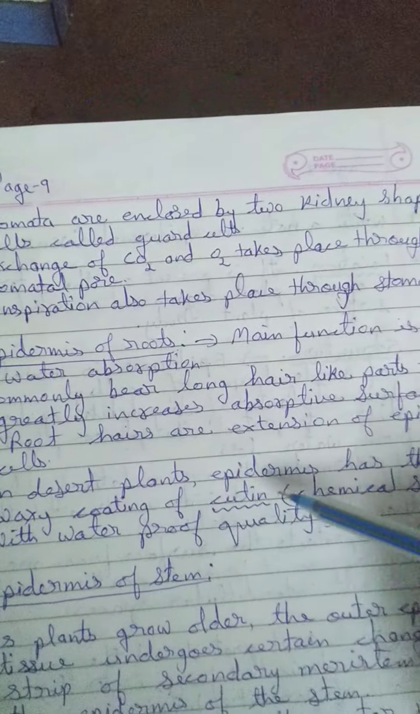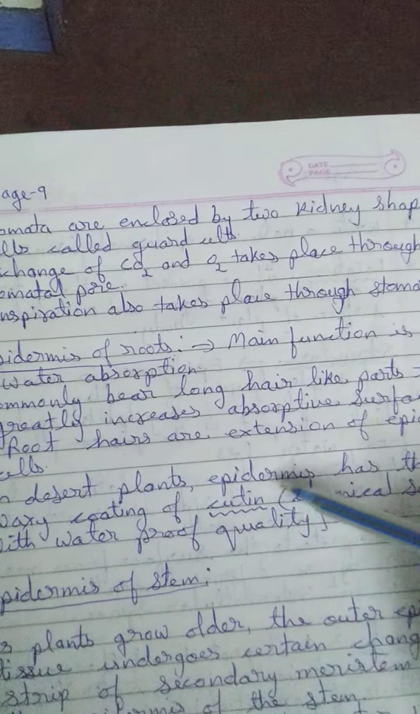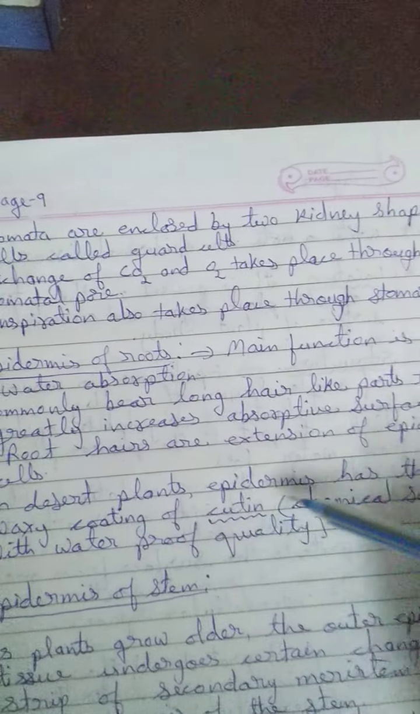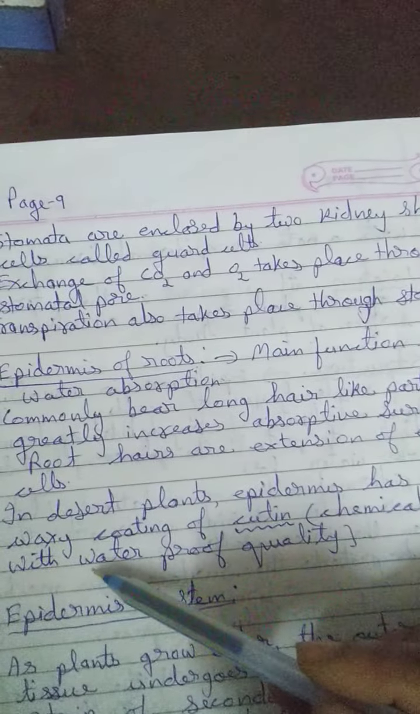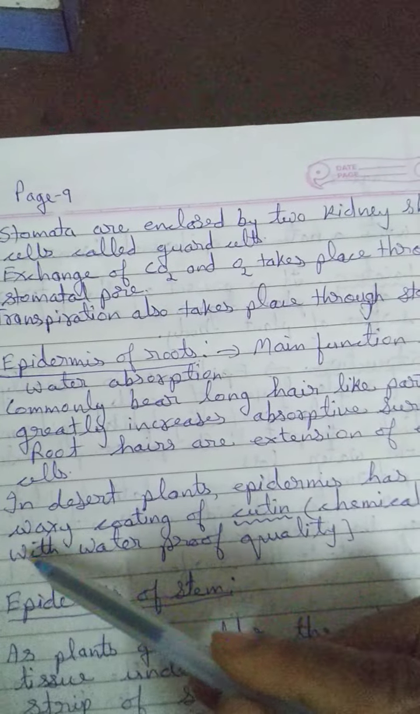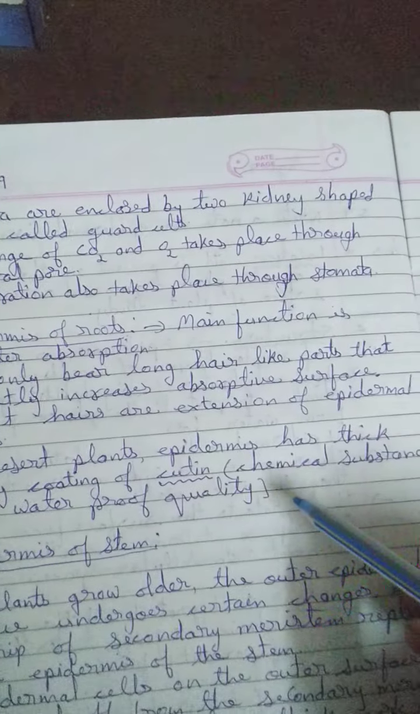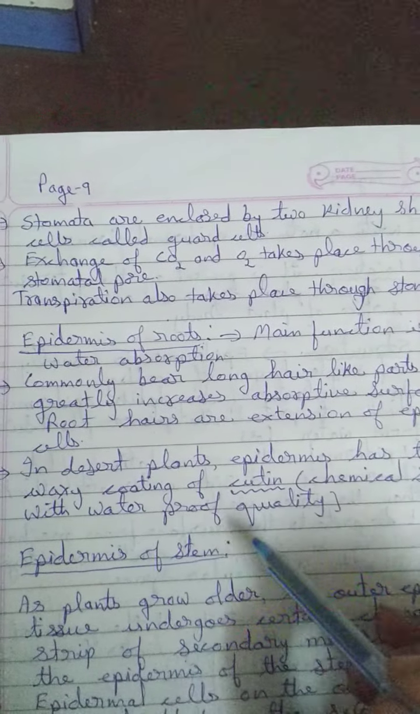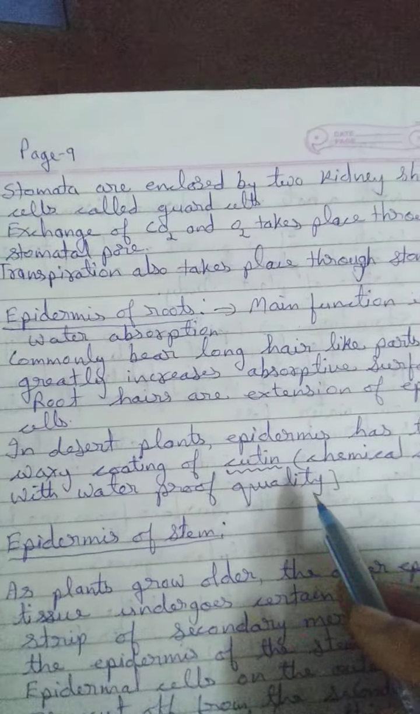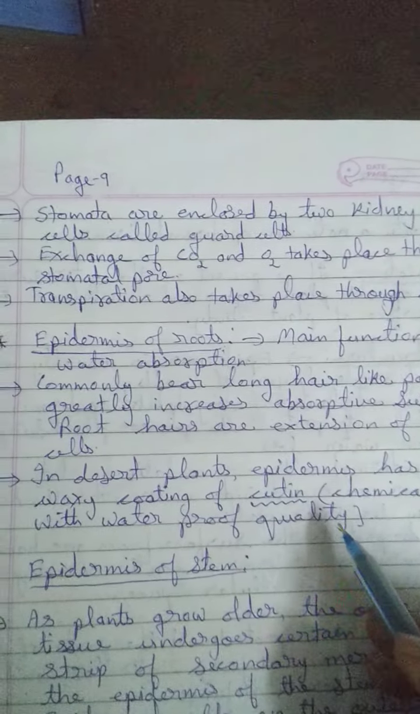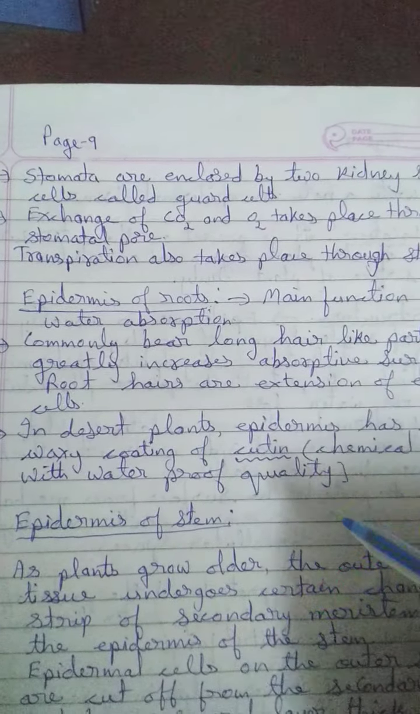In desert plants, the epidermis, that is the upper surface of the plant body, is covered with a thick waxy coating. Waxy means a wax-like coating. It is made up of cutin. And cutin is a chemical substance with waterproof quality. That means it prevents the loss of water in the desert plant.